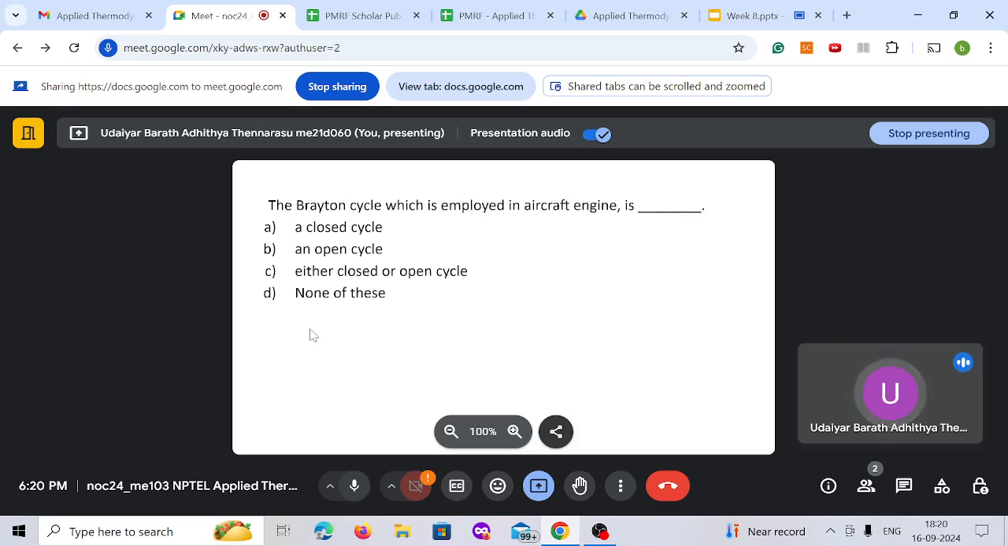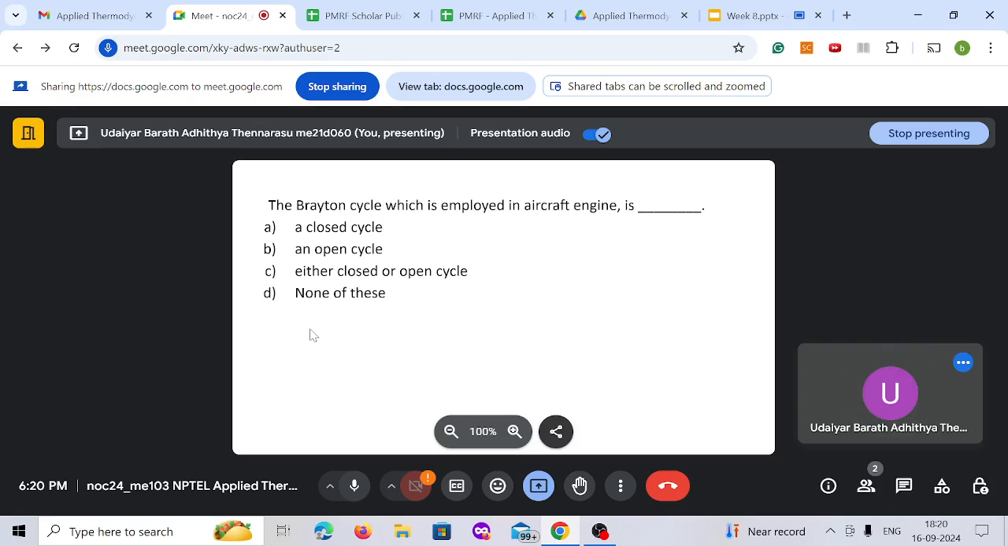Moving on to the next question. The Brayton cycle which is employed in an aircraft engine is dash. Option A, a closed cycle. Option B, an open cycle. C, either closed or open cycle. D, none of these.